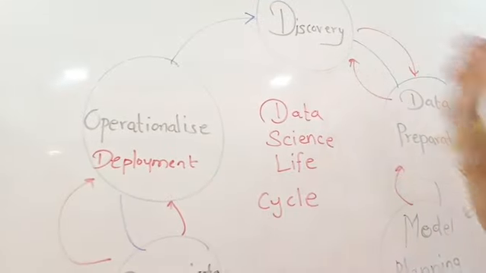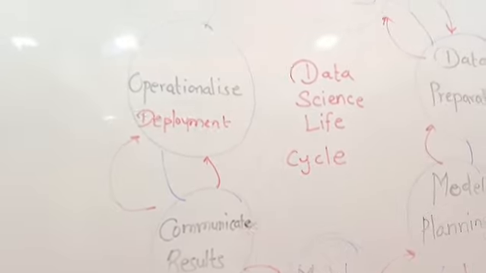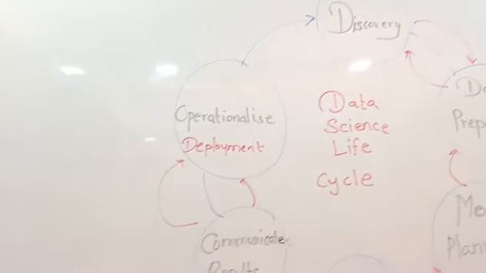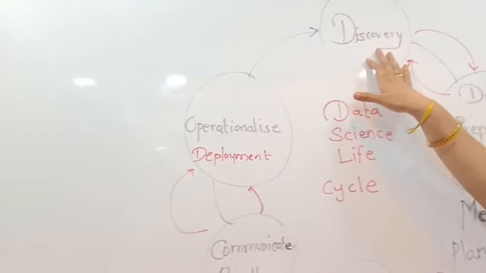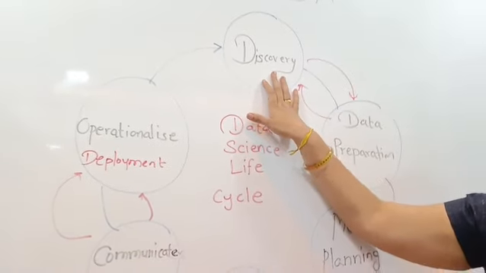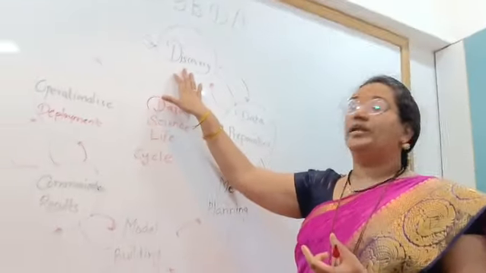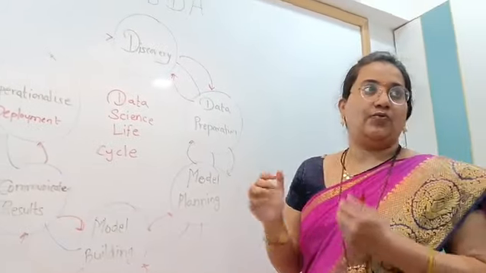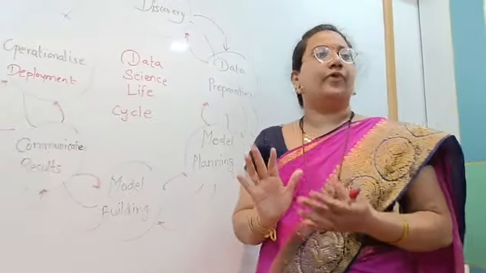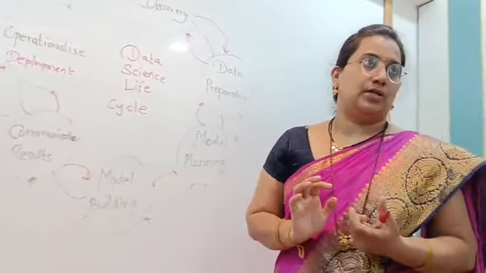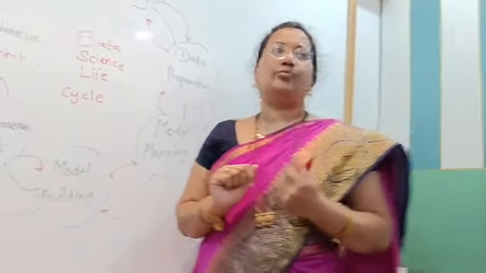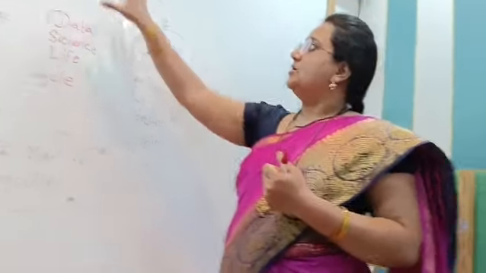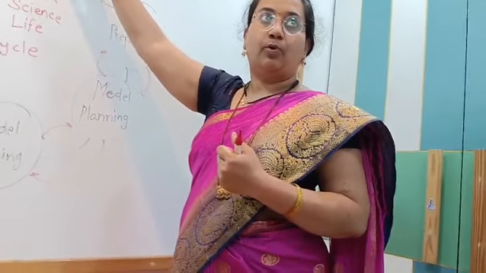We start with the first phase. This is the discovery phase, where we identify the problem. Suppose the problem is that maximum students failed in the subject mathematics. So we ask the question, why do students fail in mathematics? This is my problem statement. I want to find out the solution to this statement. So this is my problem. I want to discover that problem.